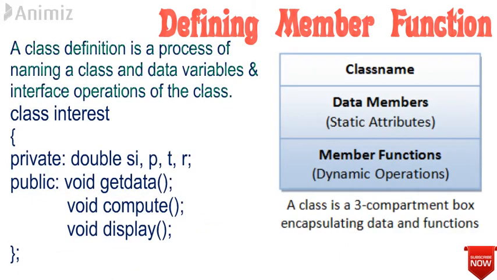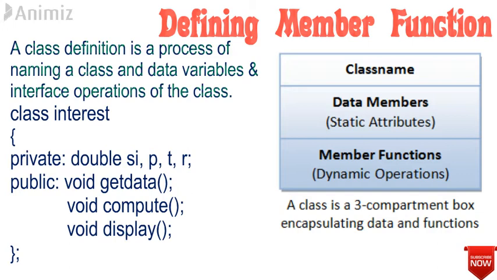Now, we will try to understand what is class definition. A class definition is a process of naming a class and data variable and interface operations of the class. As I have told you earlier, a class consists of class name, data member and member functions. Consider an example, class interest, where interest is a name of a class.